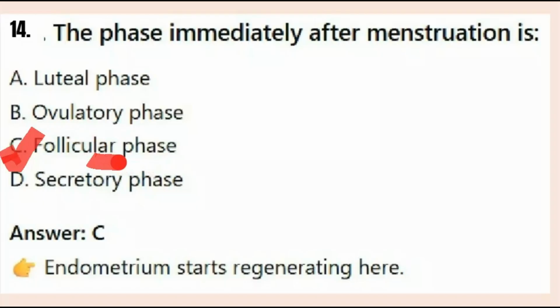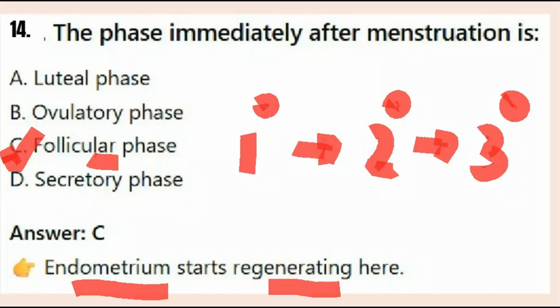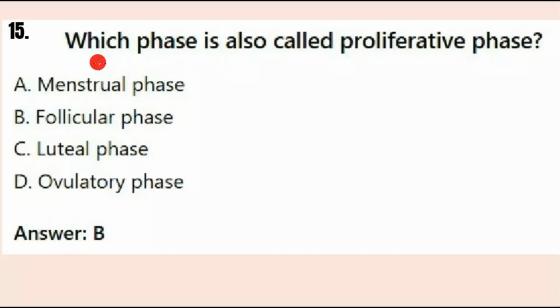Why is it follicular phase? Because after menstruation, the endometrium will start regenerating, and there's also the growth of follicles. That is, primary follicle will become secondary follicle, secondary will become tertiary follicle, like that. 15. Which phase is also called proliferative phase? Option A, menstrual phase. Option B, follicular phase. Option C, luteal phase. Option D, ovulatory phase. And the answer is option B, follicular phase.